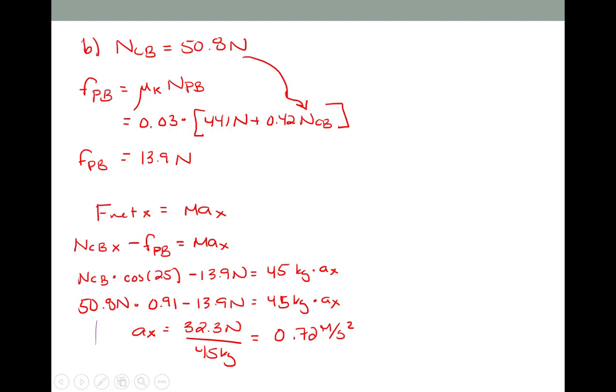This concludes the second example of this part of Unit 8. It also concludes Unit 8. In the next unit, we are going to be looking at circular motion and gravitation.